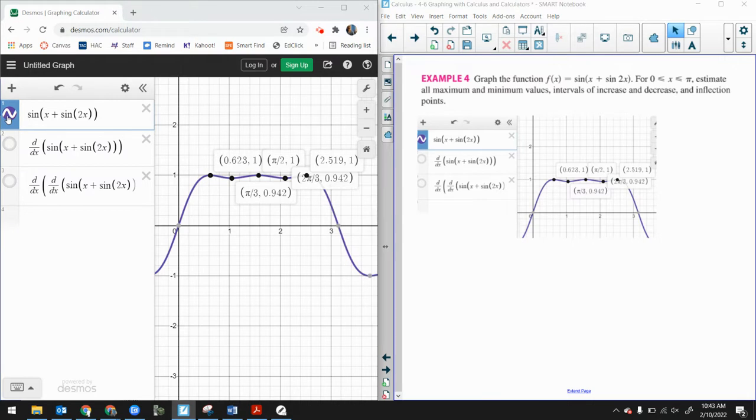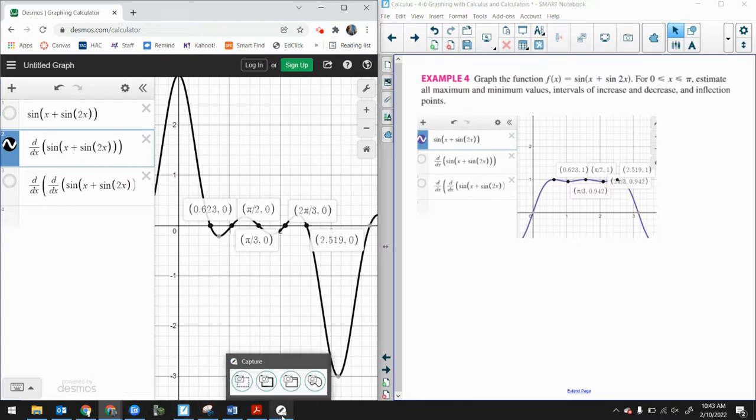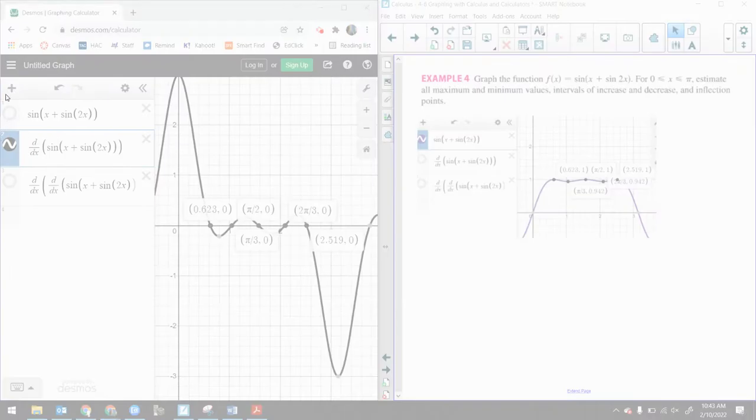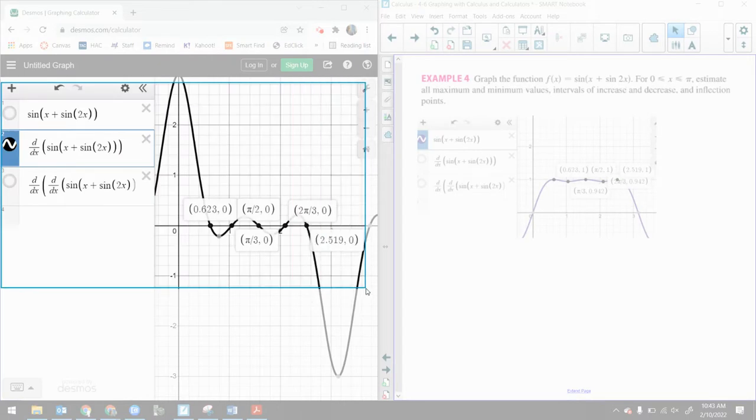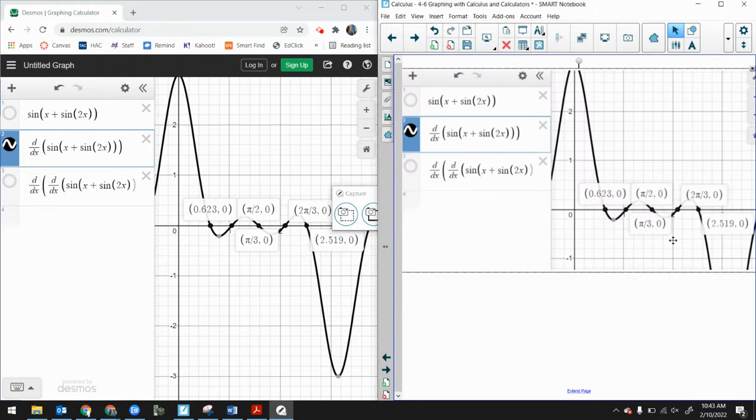Then I want that same thing, but I want them as zeros of my first derivative. They should be the exact same thing. Guess what? If they're not the exact same thing, you computed the derivative wrong or you've punched it in wrong, okay? So let me go back here and say, okay, screenshot this now. Send to current page.